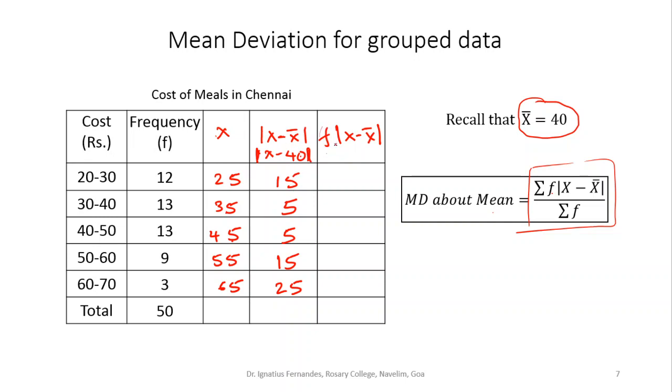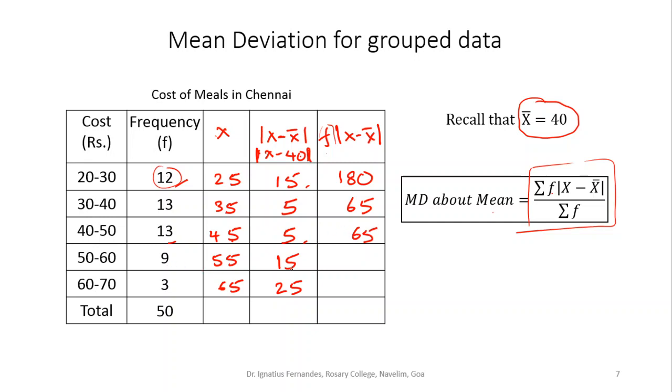Now we multiply by frequency. Each of these frequency values we have to multiply with |x minus x bar|. So 12 into 15 is 180. 13 into 5 is 65. Again I have 13 into 5, which is 65.